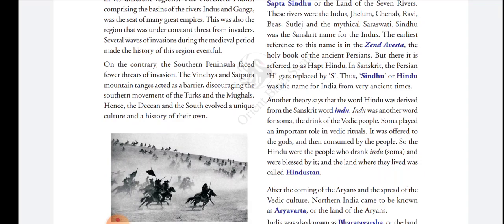Then the southern peninsula. Our country is a peninsula country. Peninsula country means surrounded on three sides by water. The Vindhya and Satpura mountain ranges also acted as a barrier and did not allow invaders to enter the south. The southern movement of the Turks and the Mongols was limited, and the Deccan and the south developed a unique culture also.